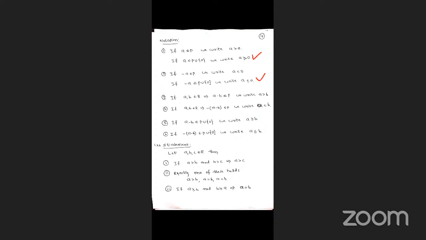And the third one, A comma B belongs to R. Here A belongs to R, B belongs to R. These are two numbers in the real number system. And we are doing here A minus B, which belongs to P.